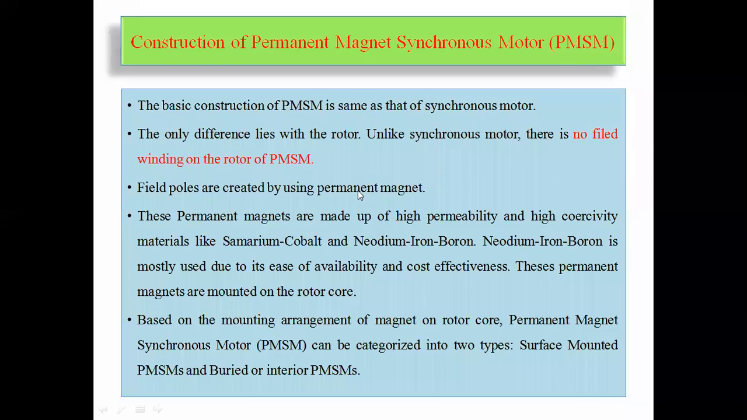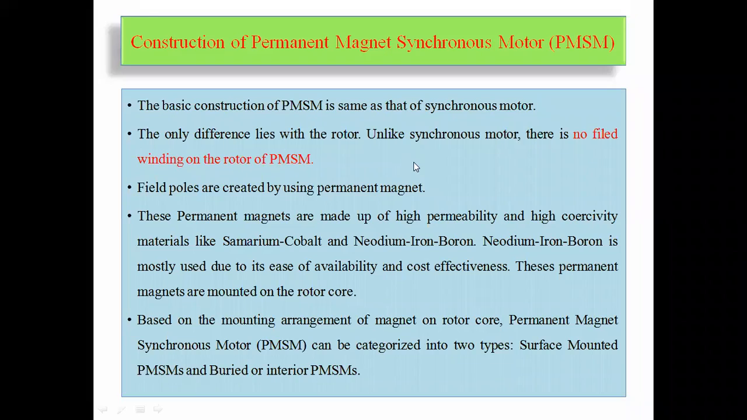As we know, in the synchronous motor we provide the field winding to produce the fluxes. But as I said, there is no field winding on the rotor of a PMSM, that is, a permanent magnet synchronous motor. So I still need to generate the field poles.